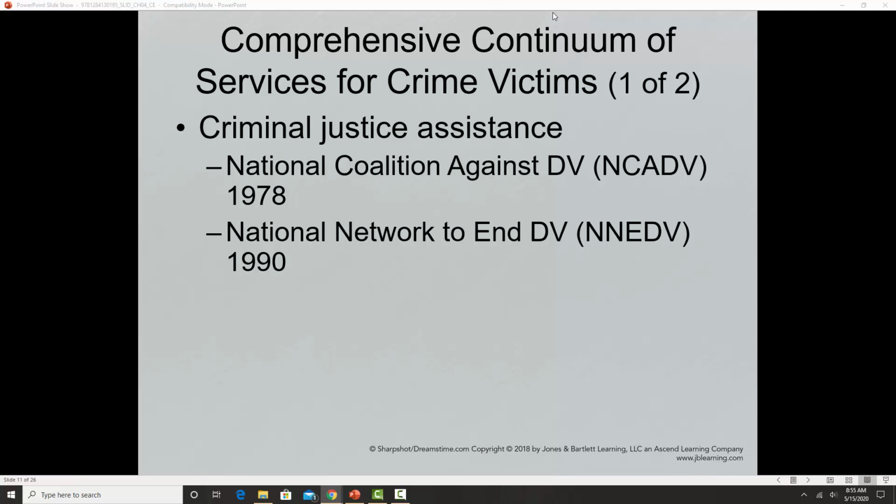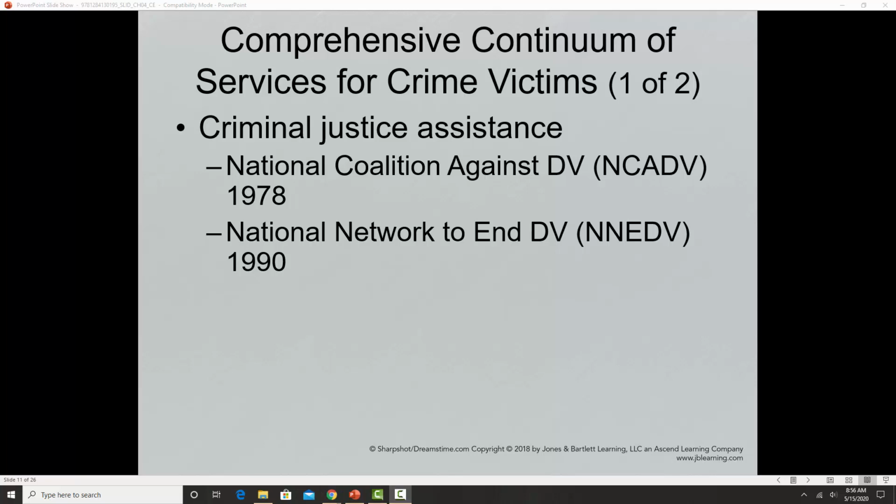Comprehensive continuum of services for the criminal justice system. We have a lot of different programs that were created specifically in the criminal justice system to help victims of domestic violence or interpersonal violence. The National Coalition Against Domestic Violence was passed in 1978. The National Network to End Domestic Violence was passed in 1990.